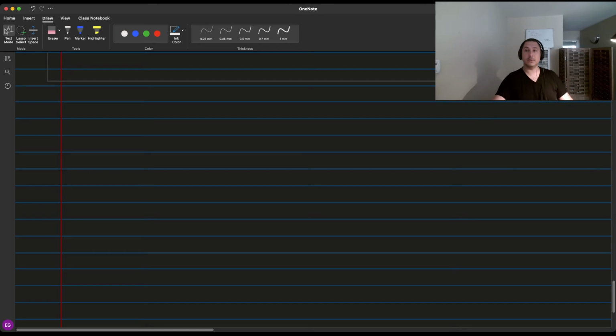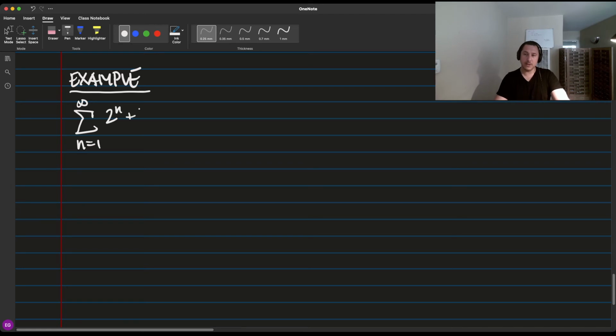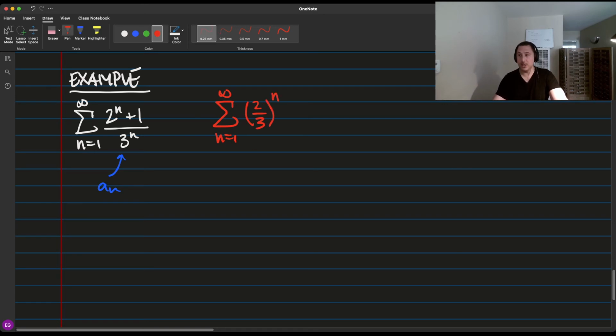Let's do another example. Let's investigate the convergence or divergence of the series sigma n equals 1 to infinity of 2 to the n plus 1 over 3 to the n. So this will be our a_n. We need some sort of b_n which we know will converge or diverge. Looking at this, it looks almost like the geometric series, 2/3 to the n, which we know converges. So we'll set this as our b_n and take the limit of the ratio and see what happens.